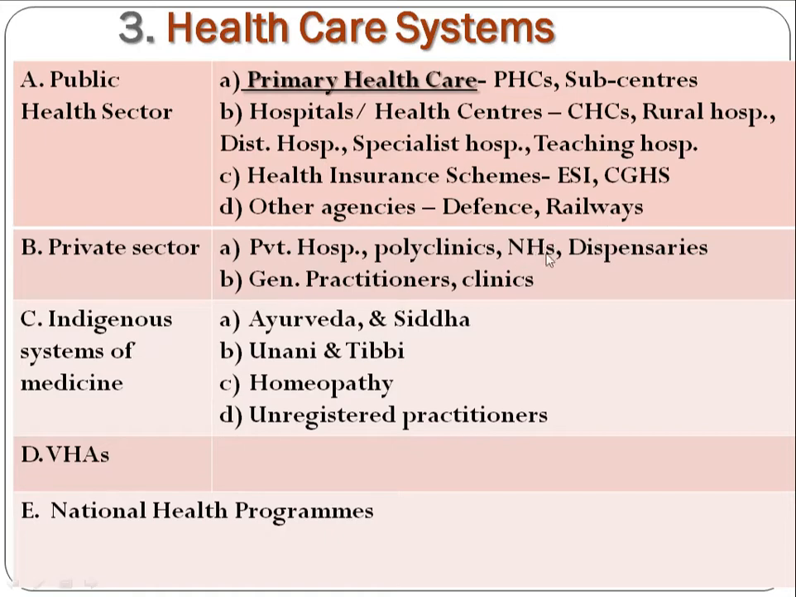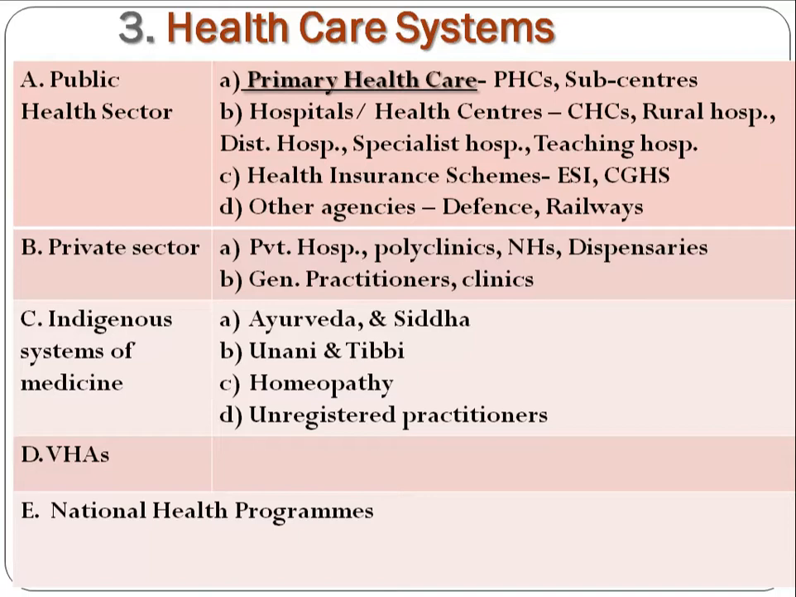The private health sector consists of the general practitioners and the various nursing homes. This is nursing homes. Sorry, this is not the abbreviation that you must use. It is just used by me. NH actually means National Highway. Okay? So private hospital, polyclinics and dispensaries. We have got various general practitioners and clinics. And we have got India's indigenous system of medicine called Ayush now.